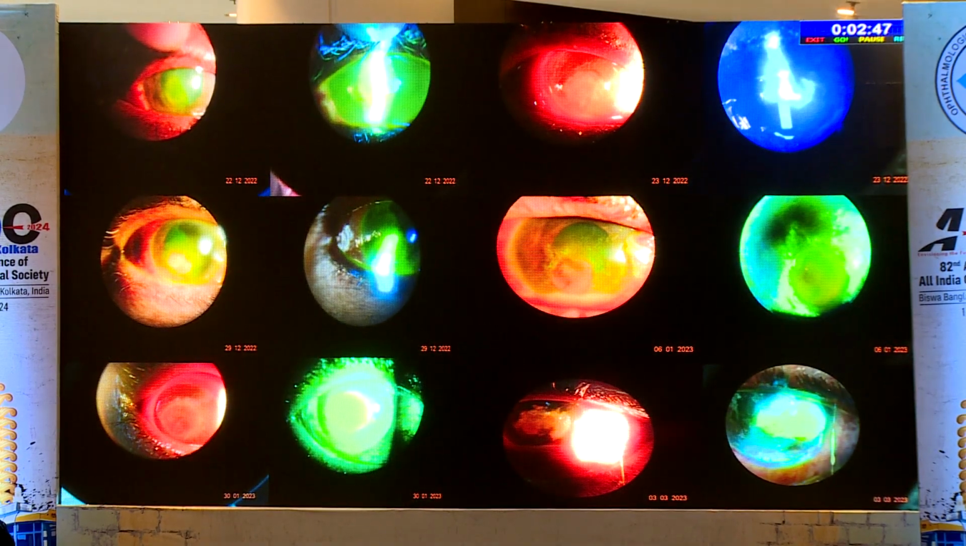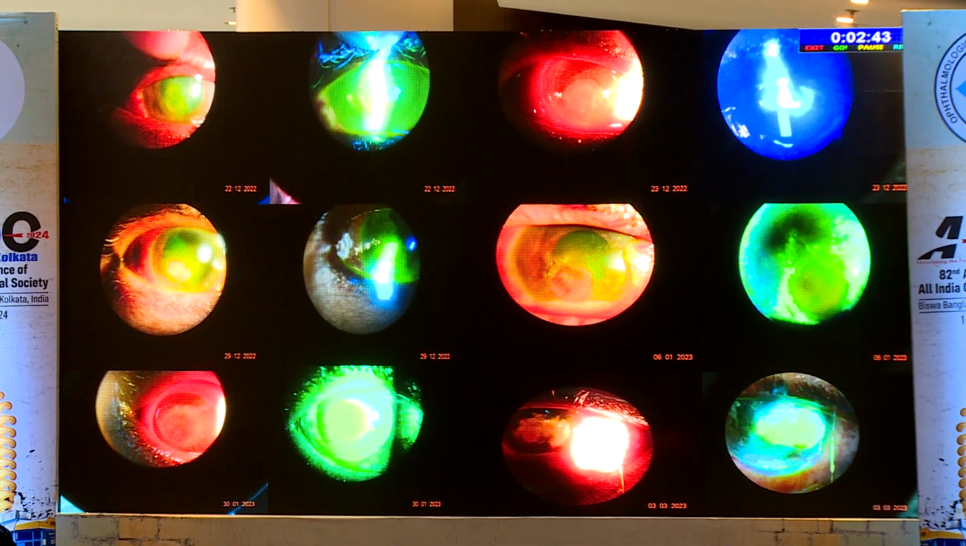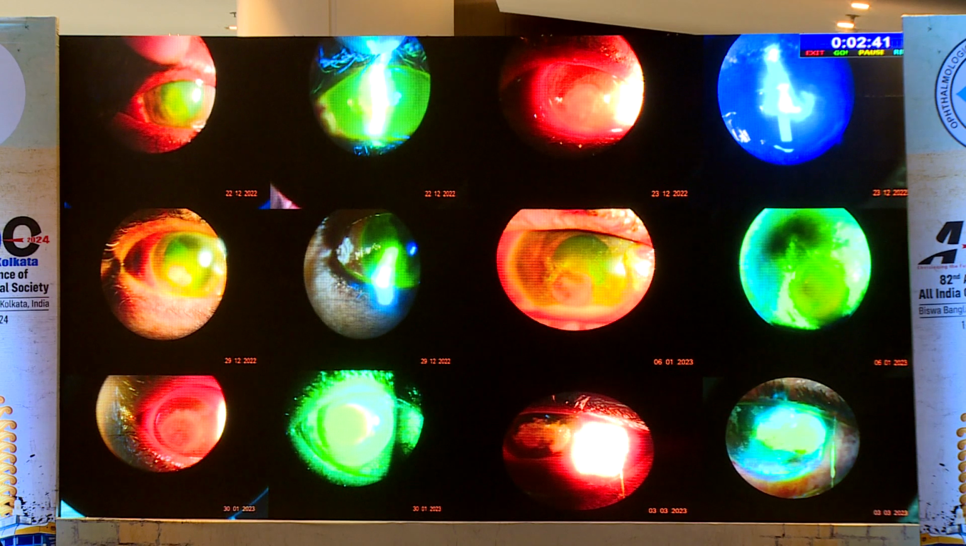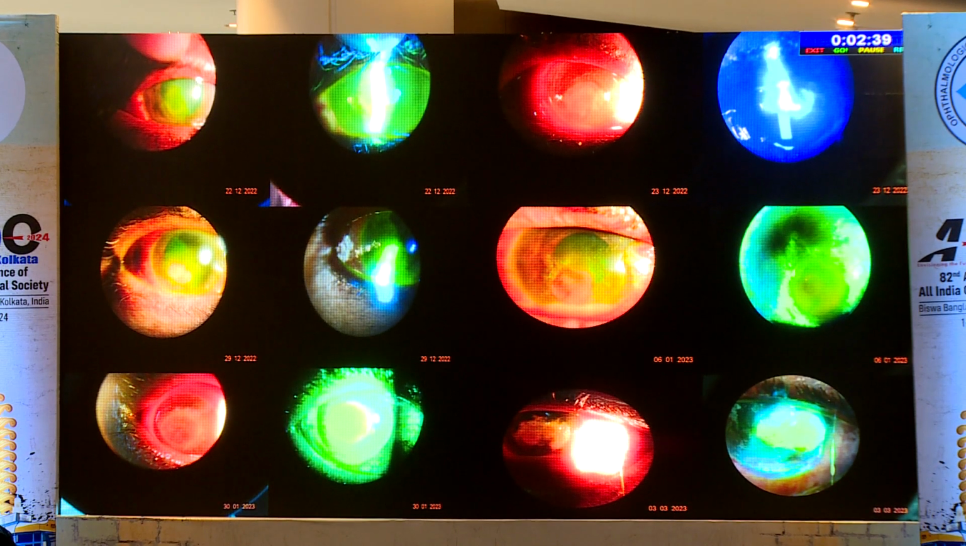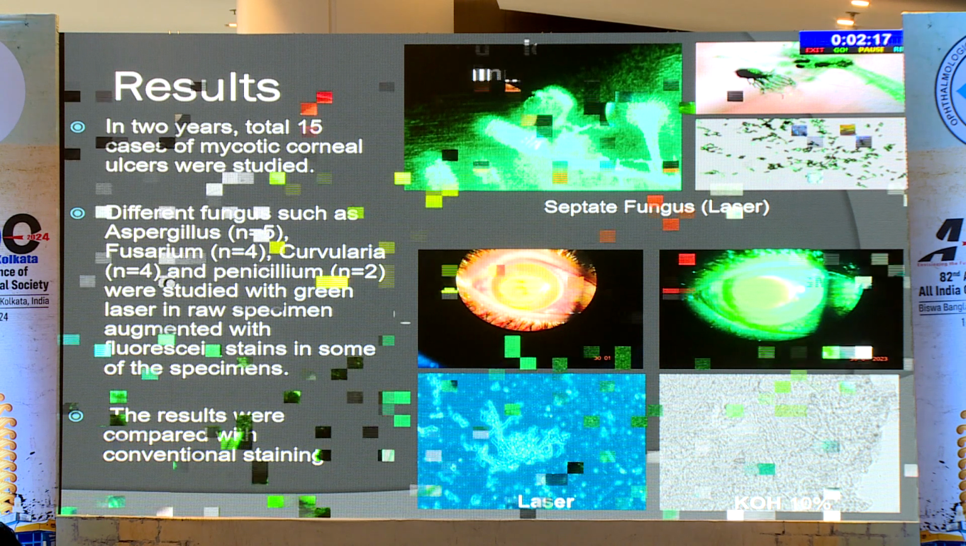These are all the fungal infection that we stain. And in vivo staining also, in spite of using a fluorescent strip, we use the fresh fluorescent solution to see the better way how they can demarcate this. Then we did a scraping. Total 15 cases of mycotic corneal ulcer were taken. Some were corneal button, and aspergillus was seen in 5, fusarium in 4, curvularia in 4, penicillium in 2, studied in raw specimen. The results were compared with conventional staining.